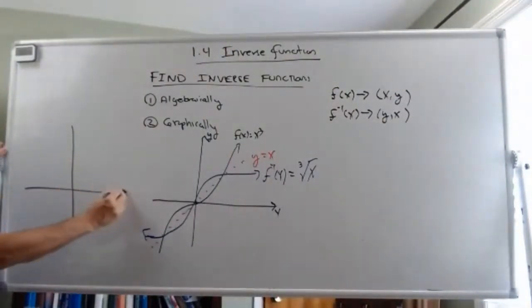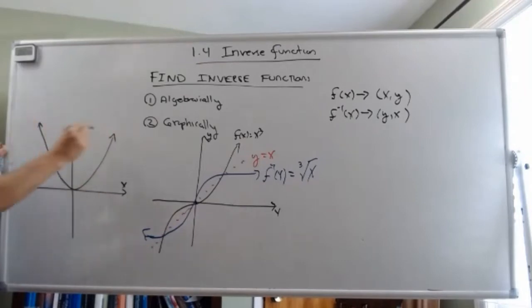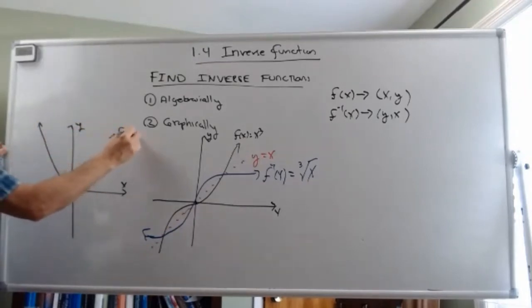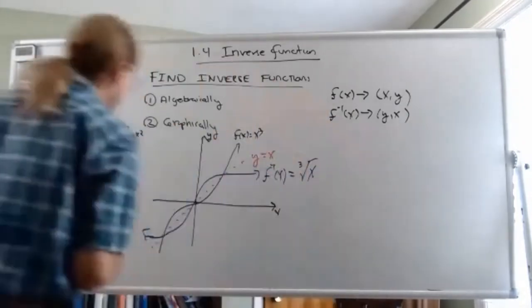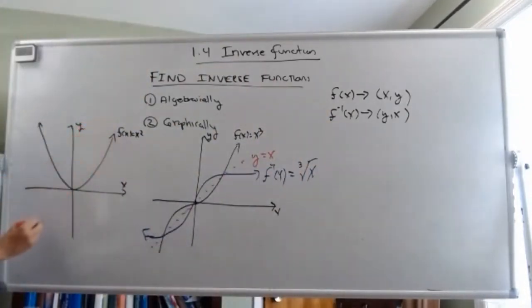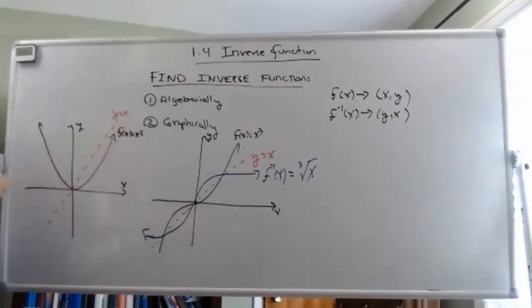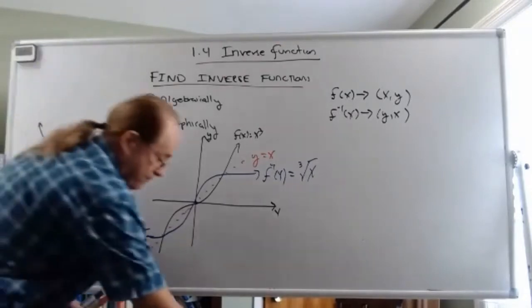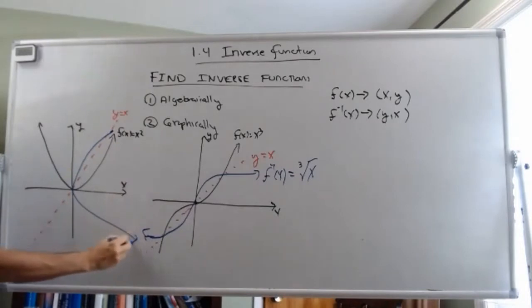Okay, here's my f of x. I'll make a new one over here. So that's my function. That's a squaring function. And if I do the same thing, draw my line y equal to x. Here's my line y equal to x. And then I flip it. So I rotate everything about the line y equal to x, and what's going to happen? This thing is going to start looking like this. It's going to look like that.